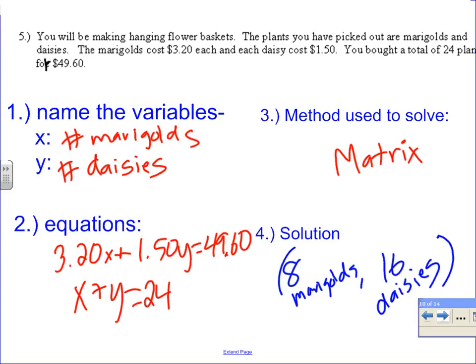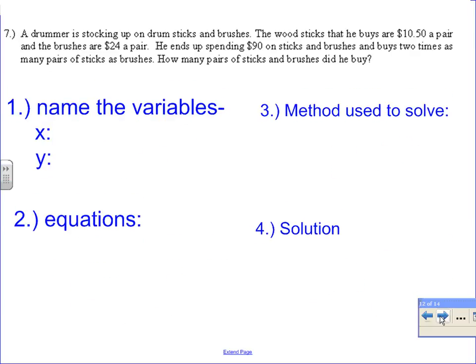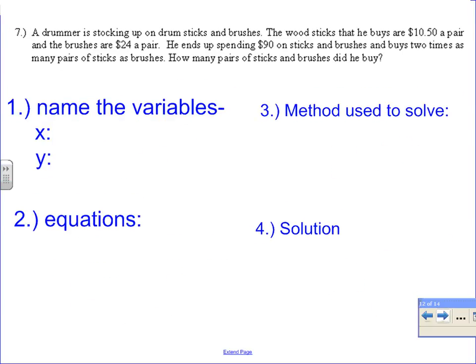Let's look at number 7. Okay, number 7 is set up differently. So let's see if you guys can figure this one out. Number 7 says a drummer is stocking up on drumsticks and brushes. Let's stop right there, and we need to write down drumsticks for X and brushes for Y. The wood drumsticks that he purchases are $10.50 a pair. The brushes are $24 a pair. He ends up spending $90 on the drumsticks and the brushes.